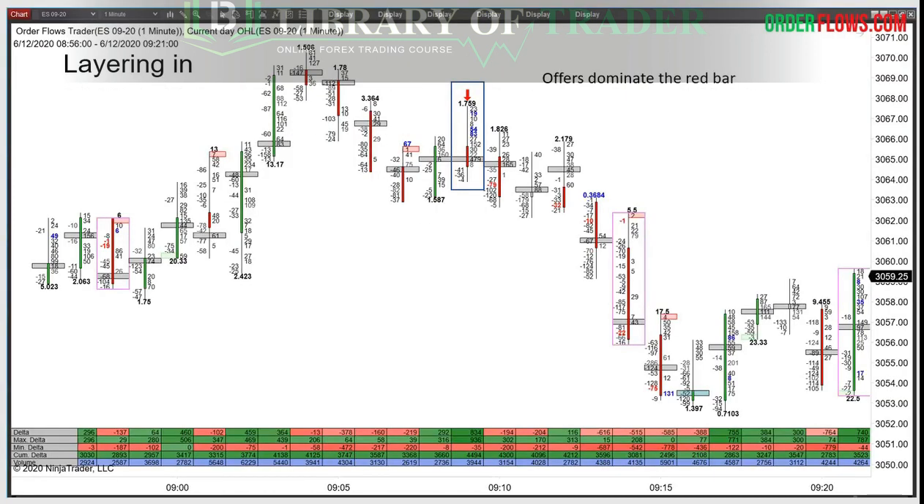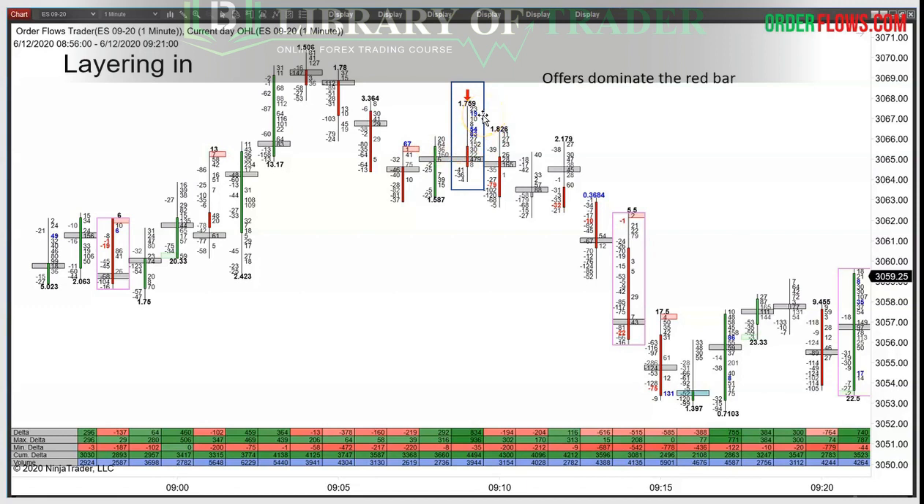Now there's different ways to look at it. You could look at it on a normal footprint chart, or you could look at it on a delta footprint chart. This is what it looks like on a delta footprint chart, which is why you don't see bids and offers on every side. But you can see on this red bar, you've got 1, 2, 3 buying imbalances. People are layering in offers. Again, this is a delta imbalance bar, so it's the net difference between what was traded on the bid and what was traded on the offer.